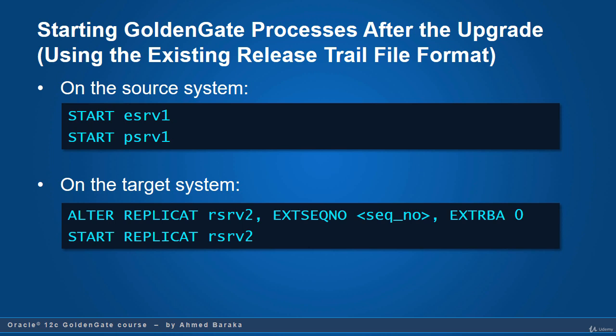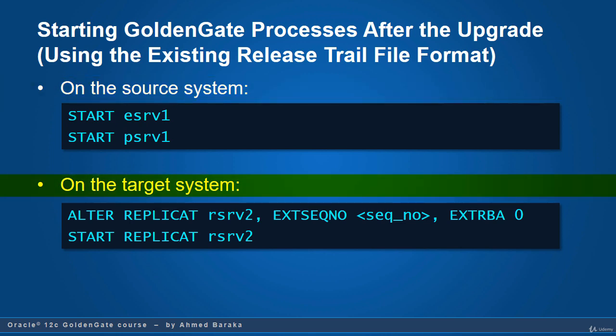The slide is demonstrating the procedure of properly starting the GoldenGate processes after upgrading Oracle GoldenGate 12c homes to 19c, and if we decide to use the existing trail file format. On the source system side, nothing special. Just start the extract and the pump processes. The extract will write into the existing files and proceed its normal operation.